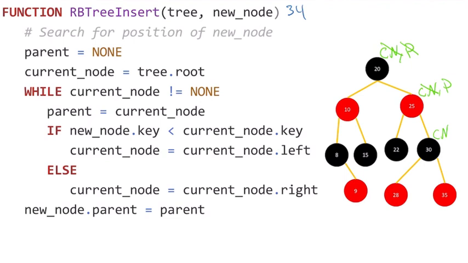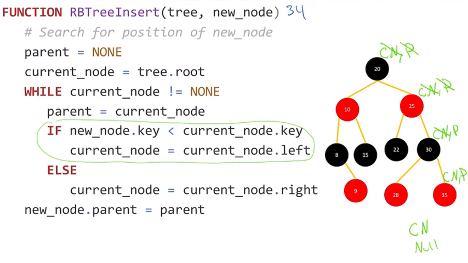And then at the top of the loop again, current node is still not none, so the parent node follows it. And again, we're going to go to the right, so current node becomes 35. And then parent node is going to follow it down. And then finally, we'll set current node equal to current node.left because new node key 34 is less than current node.key, which is 35. So we say current node equals current node.left, which puts current node down here, which is a null value, or none in the case of my pseudocode.